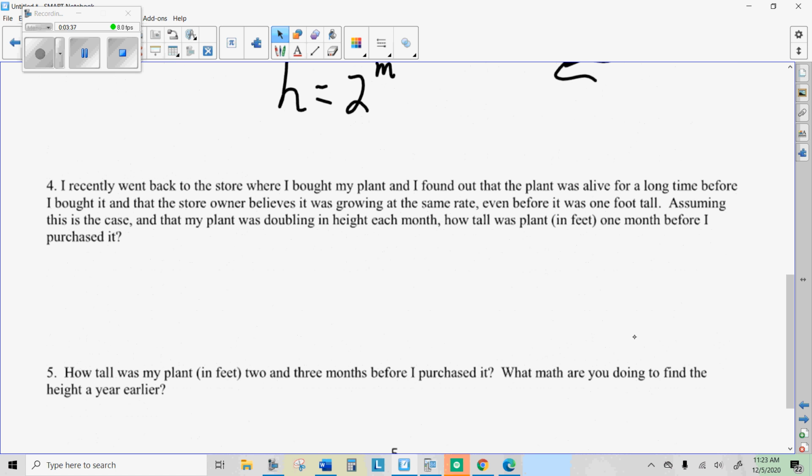All right, so recently I went back to the store where I bought my plant, and I found that the plant was alive a long time before I bought it, and that the store owner believes it was growing at the same rate even before it was 1 foot tall. Assuming this is the case, that my plant was doubling in height each month, how tall was the plant 1 month before I purchased it? Okay, so go ahead and see if you can figure that out.